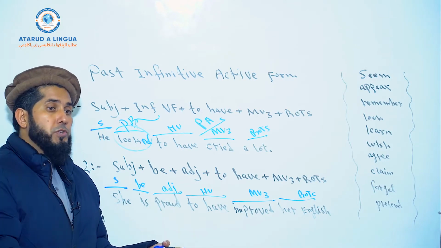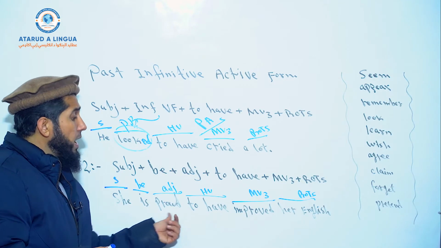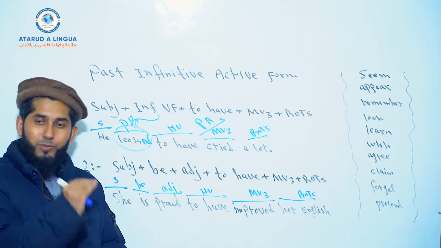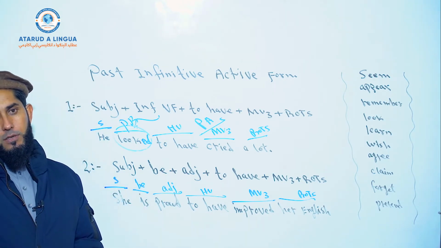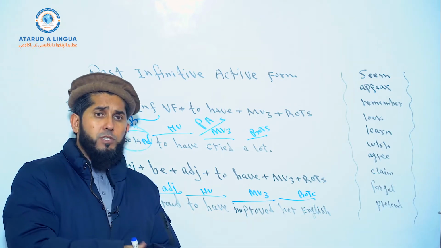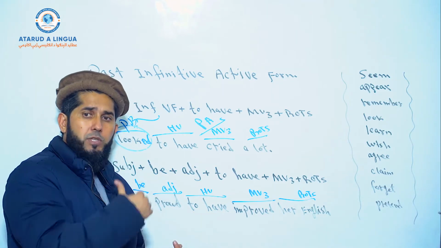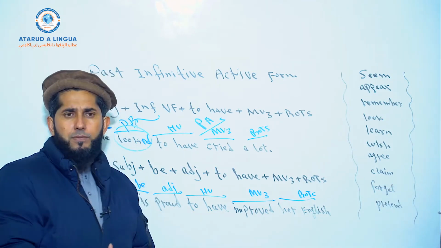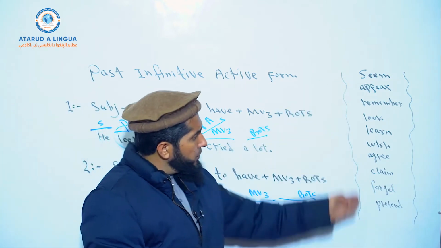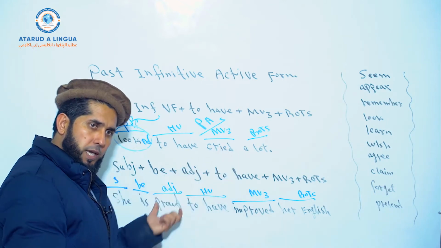So the same ideas could be expressed in two different ways. You may use gerund form, you may use infinitive form. For example, she is proud of having improved her English. The same idea could be expressed in that way or in this way. You may use gerund, past gerund active form, or past infinitive active form. Okay. So now look at these verbs, these special verbs, which can be used in this case.